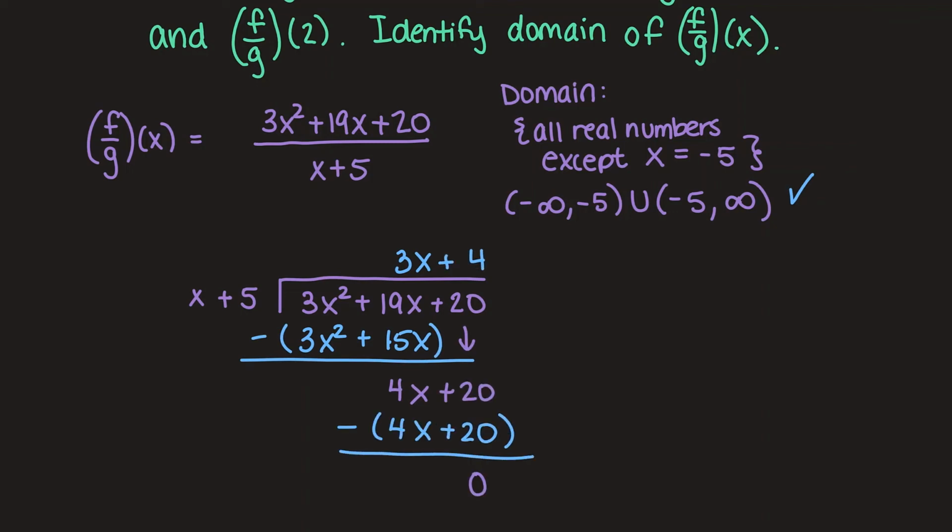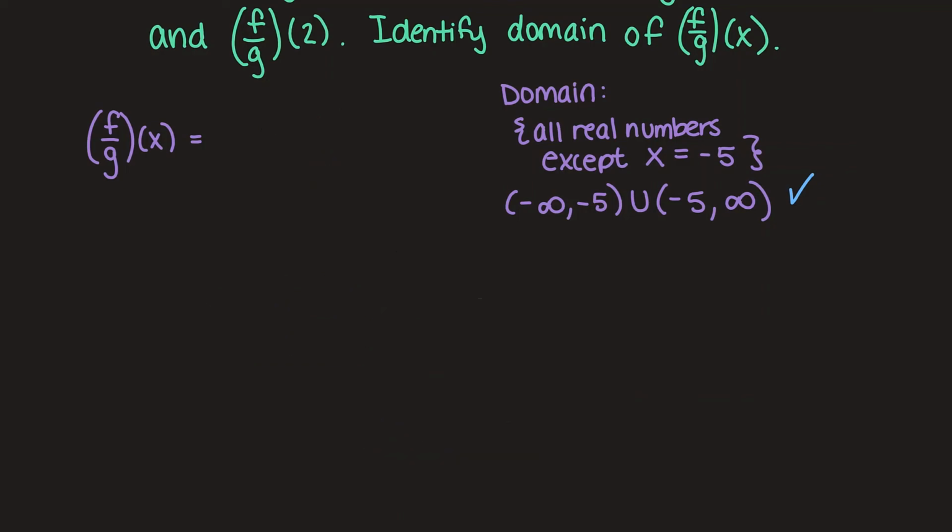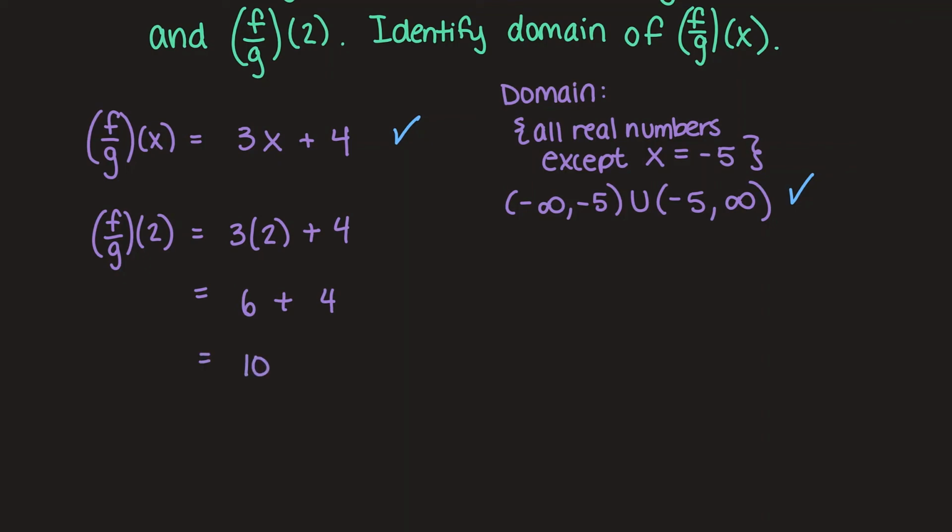And we get 3x plus 4 as our answer. So f over g of x is 3x plus 4. And now to find f over g of 2, we just plug in 2 for x and simplify, and we get 6 plus 4, which is 10. So f over g of 2 is equal to 10.